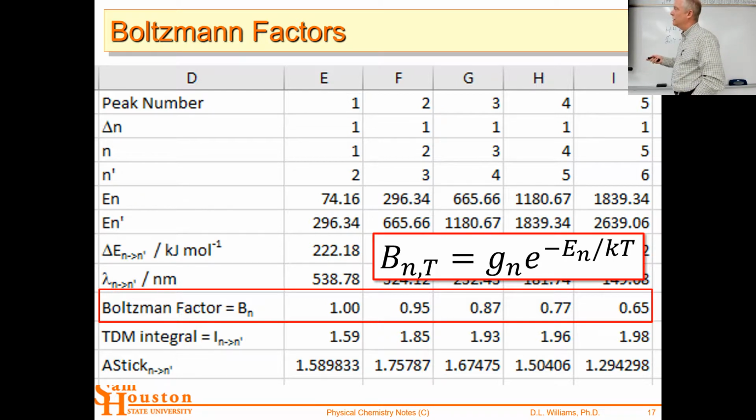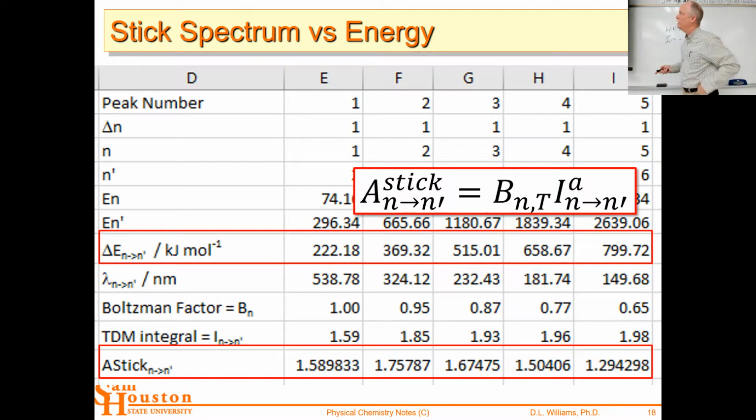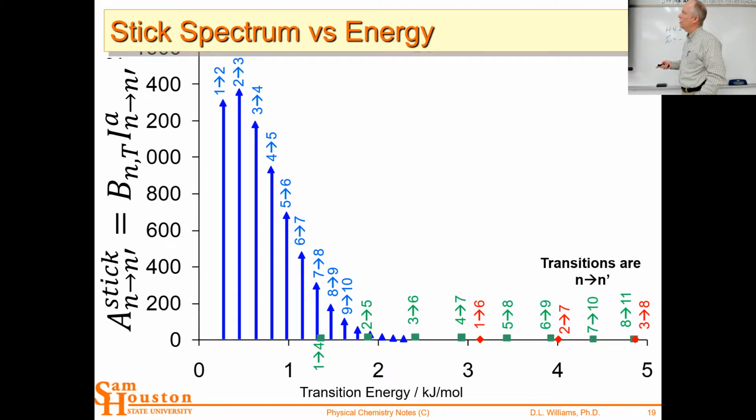And so this A stick is the stick spectrum, and the stick spectrum has just the B and the I, the Boltzmann times the integral. And that gives us a stick. It doesn't give us the line shape. We'll do the line shape next. But you could plot just a stick spectrum, and you've seen those plots already. So the stick spectra are right here. You see how they're just vertical lines?